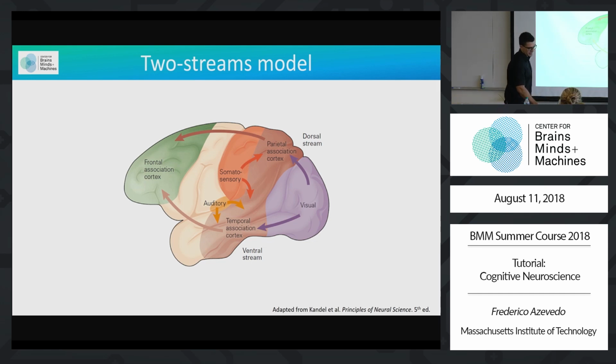The first hypothesis of the dual stream scenario was proposed by Mishkin and Ungerleider in 1982, I think. They were studying the visual cortex in monkeys, and they identified the where pathway, which is the parietal pathway associated with spatial processing, and the what pathway, which would be the temporal pathway associated with object identity and so forth.